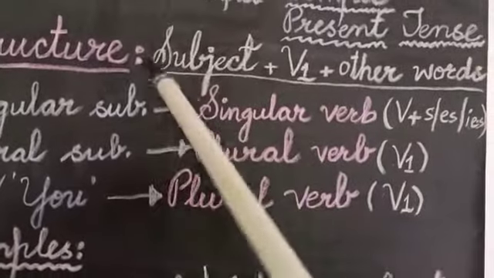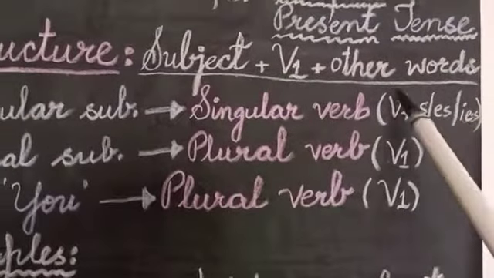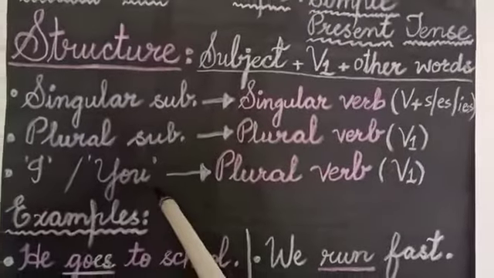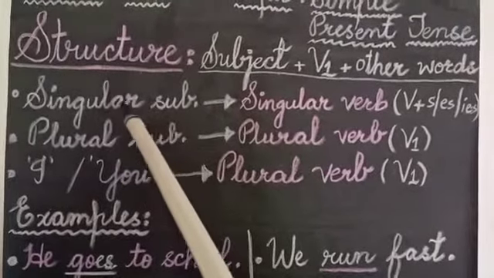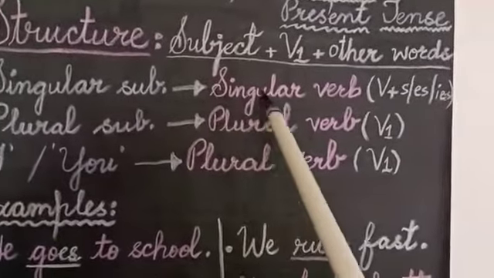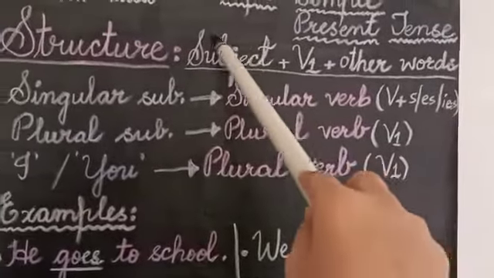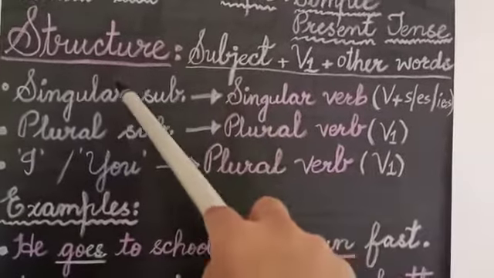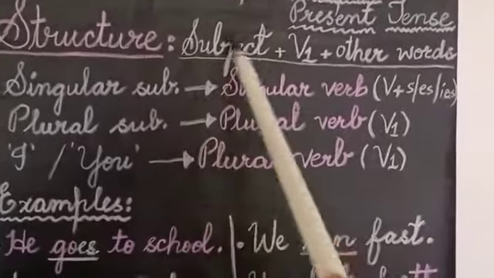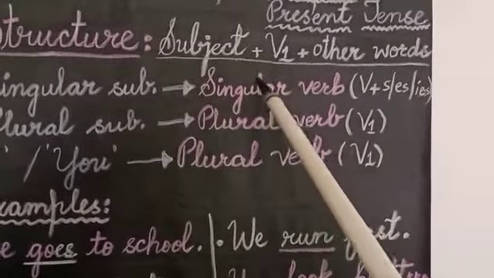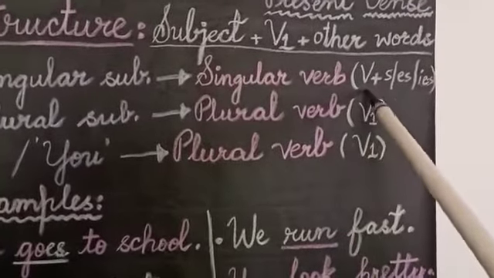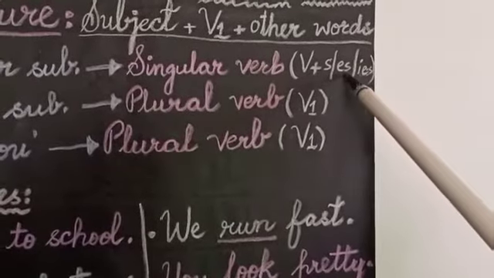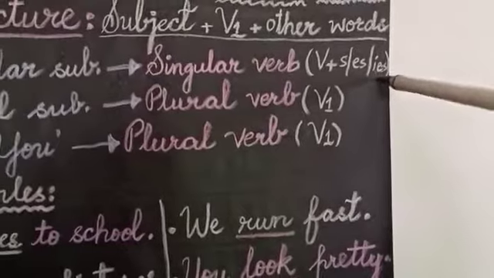But my dear students, for following this structure, you need to remember three golden rules. The first is, singular subject takes singular verb. Meaning if the subject who is performing the action, or about whom you are talking, is singular, if it is one, then you have to use a singular verb. And here, singular verb means the first form of the verb, but with the addition of s, es or ies at the end.